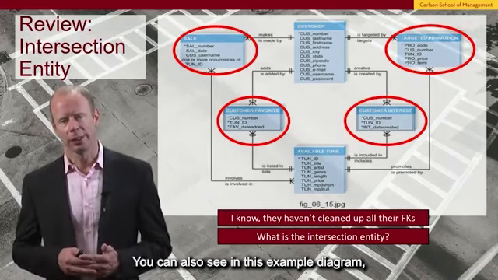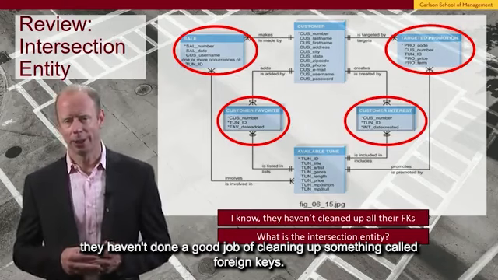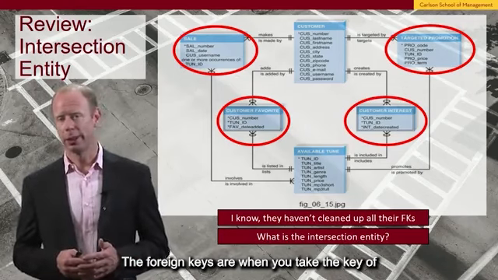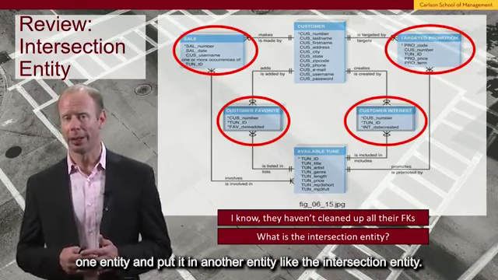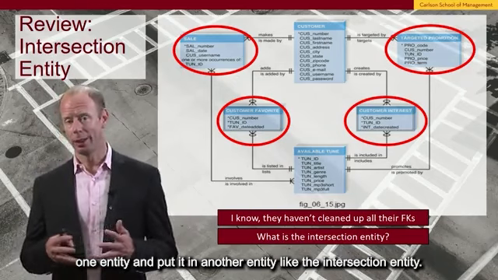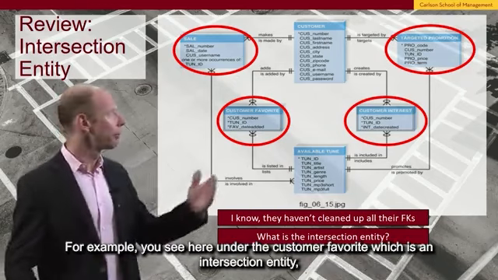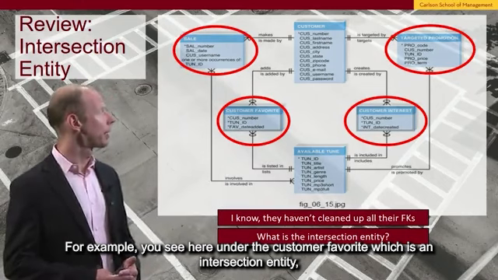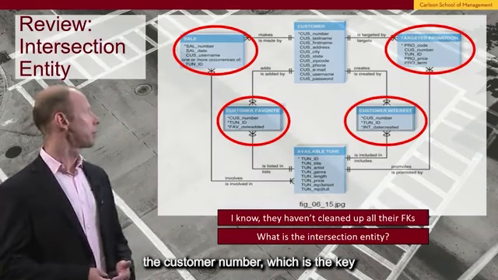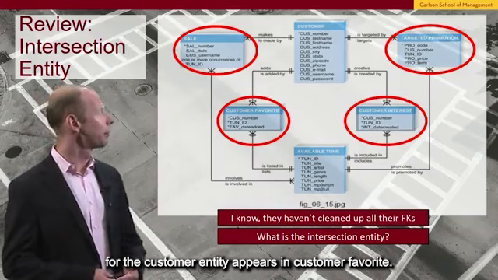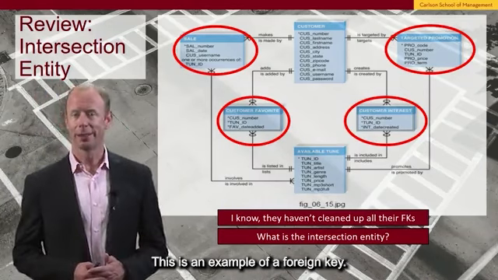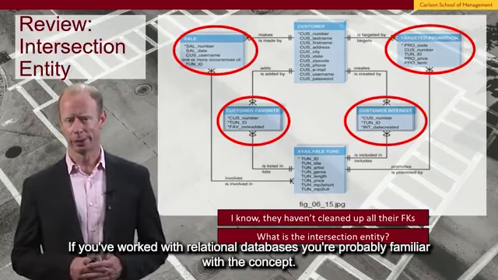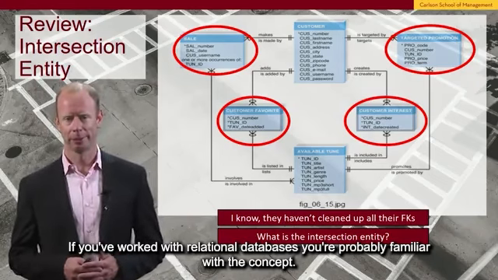You can also see in this example diagram they haven't done a good job of cleaning up something called foreign keys. The foreign keys are when you take the key of one entity and put it in another entity, like the intersection entity. For example, you see here under the customer favorite, which is an intersection entity, the customer number, which is the key for the customer entity, appears in customer favorite. This is an example of a foreign key. If you've worked with relational databases, you're probably familiar with the concept.